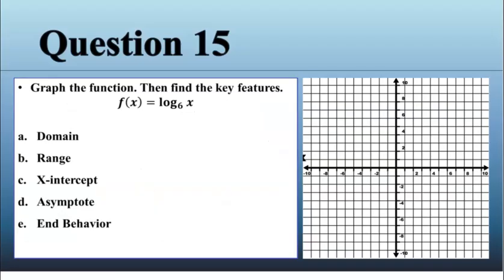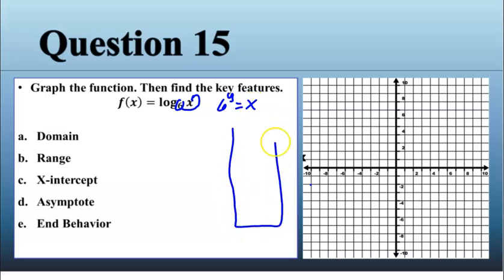Question 15. Graph the function and then find the key features. So now for this one, I would just rewrite this. 6 to what power equals x? So 6 to the y power equals x. I'm just going to do a quick table here. And I'm going to use the numbers negative 1, 0, and 1. So 6 raised to the negative first power is going to give us, actually, I put them in the wrong spot here.